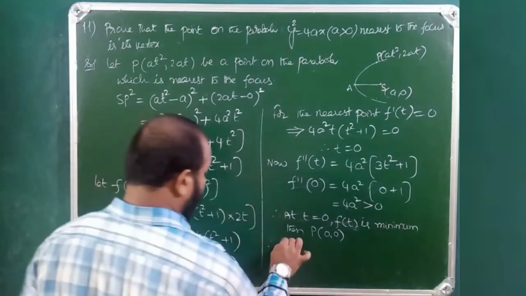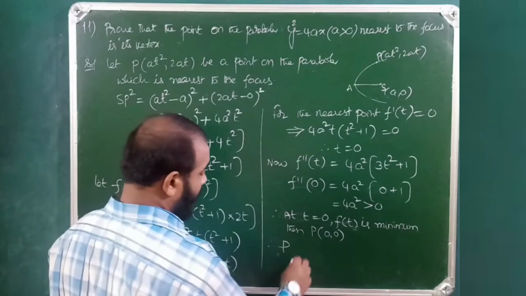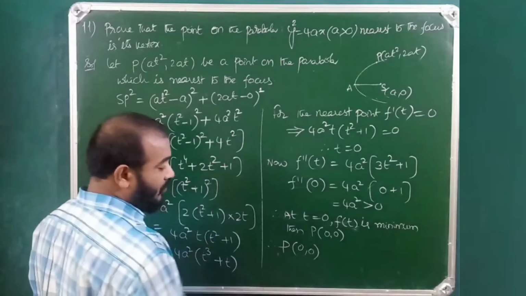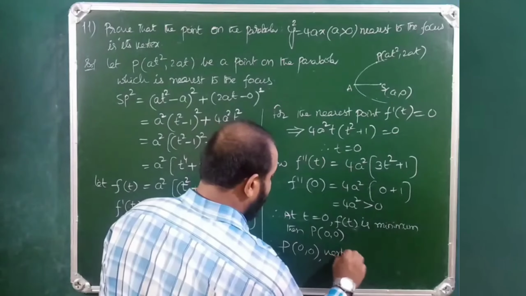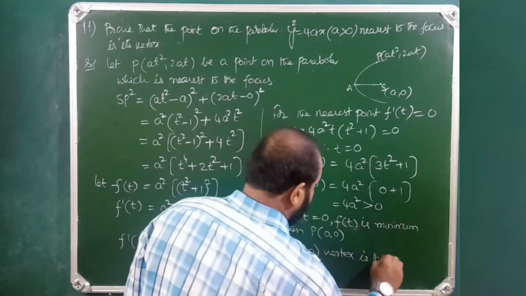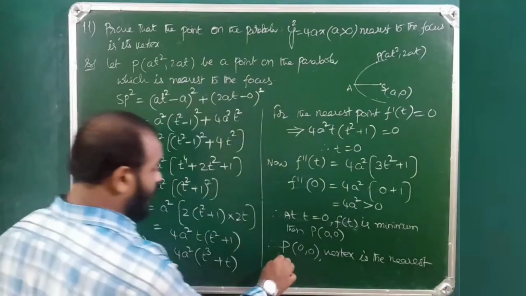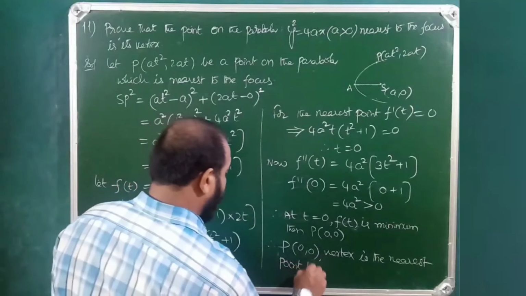Therefore P is 0, 0. What is this P 0, 0? Vertex is the nearest point to the focus.